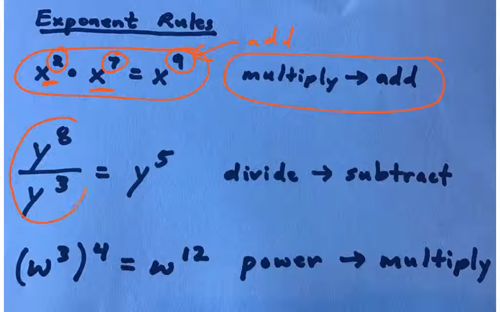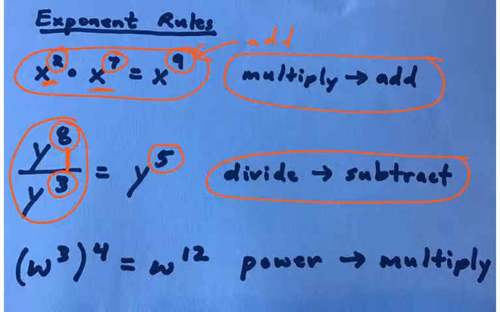When we divide with exponents, and you guys should know fractions mean divide, so when I have y to the 8 divided by y to the 3, we're going to subtract these. And that's why we get y to the 5. So when we divide with exponents, we subtract the exponents.